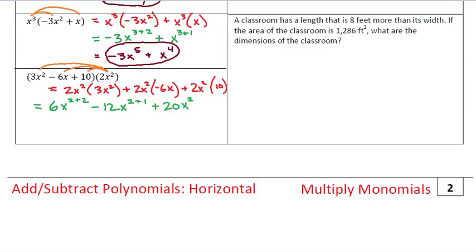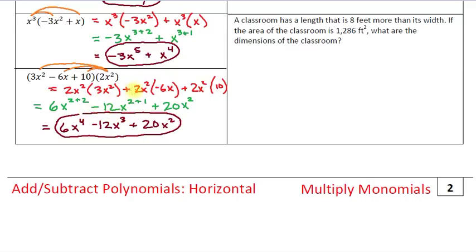Alright, let's wrap this up. This is equal to 6x to the fourth minus 12x to the third plus 20x squared. So you can see the rules of multiplying something by a monomial, either a trinomial, something times a monomial.